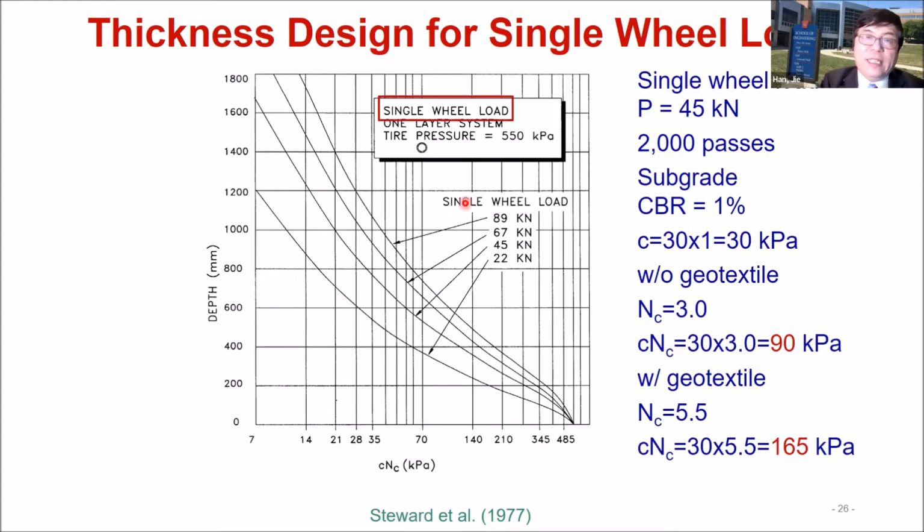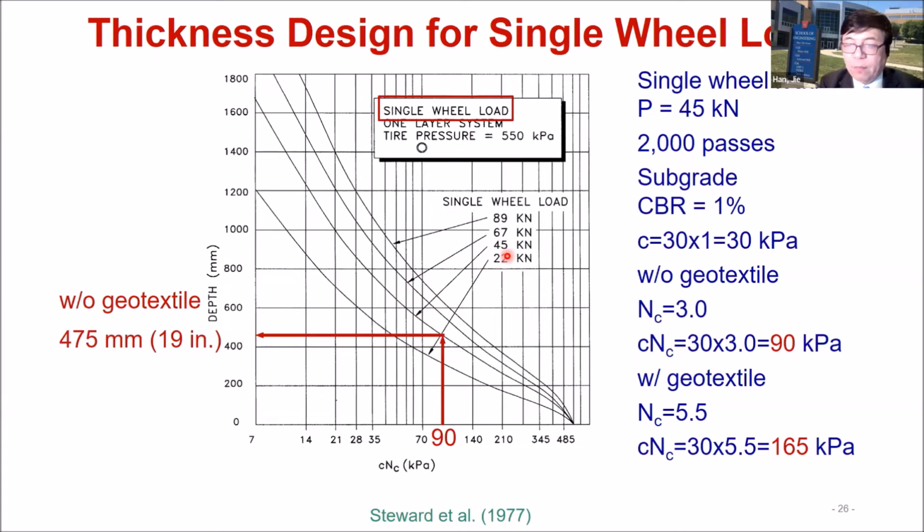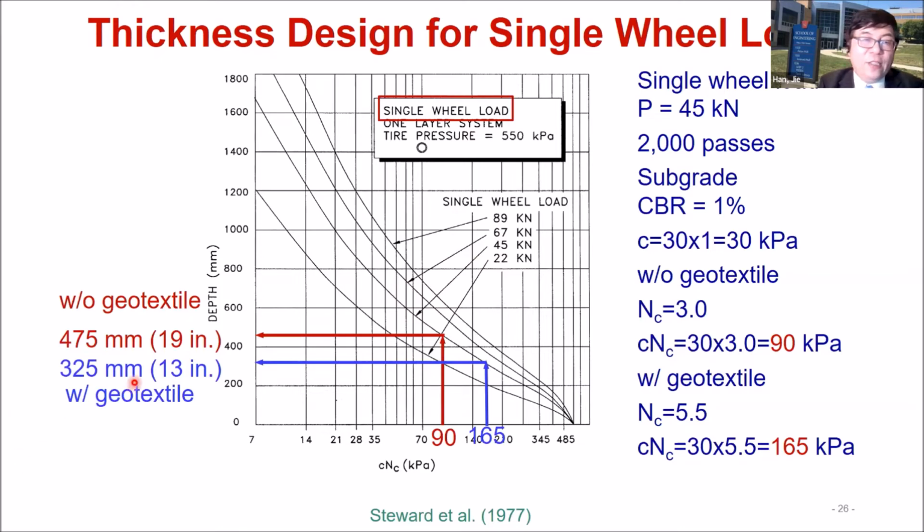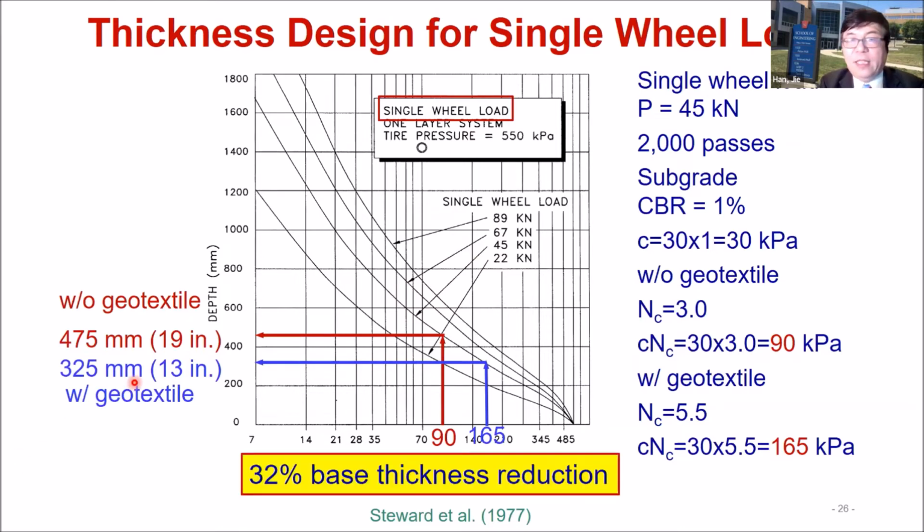If we go to the design chart with single wheel load, and we know Nc times c is 90 for this case, and find the single wheel load, 45 kilonewton, we can figure out the required thickness without geotextile: 475. Now, if we increase Nc times c to 165, using the same chart, we can figure out that with geotextile the required thickness is 325. If you calculate the difference, that is a 32% base thickness reduction for this case, okay?